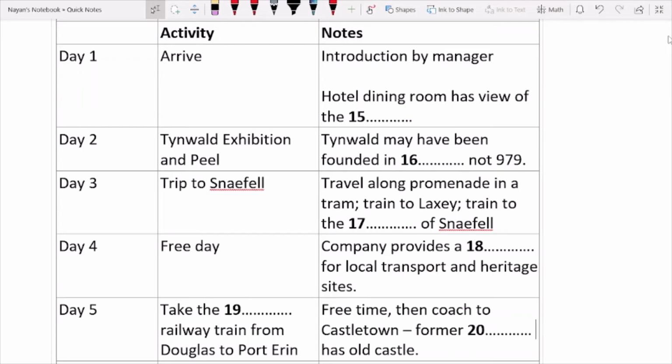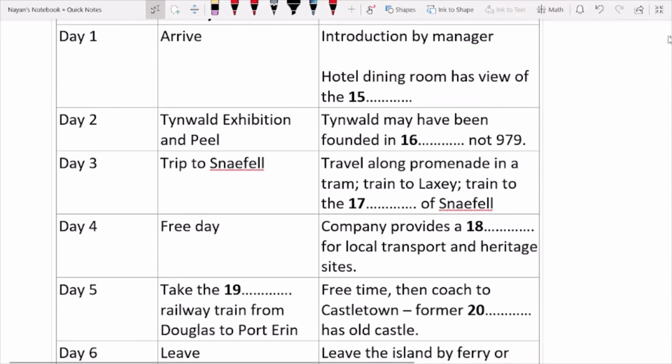The last full day, day 5, is for some people the highlight of the holiday, with a ride on the steam railway from Douglas to Port Erin. After some time to explore, a coach will take you to the headland that overlooks the Calf of Man, a small island just off the coast. From there, you continue to Castletown, which used to be the capital of the Isle of Man, and its medieval castle. And on day 6, it's back to the ferry, or the airport if you flew to the island, and time to go home.